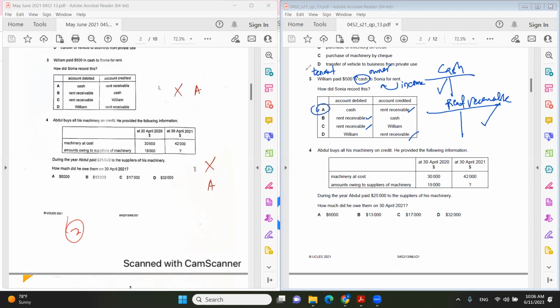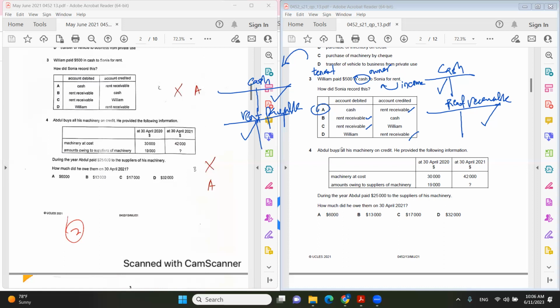Let's say the question is from William's point of view. In this case, the tenant is giving out the money, so cash will be credit side. And here we don't call it rent receivable, we call it rent payable, which is the expense. So this is from William's point, and this is from Sonia's point.